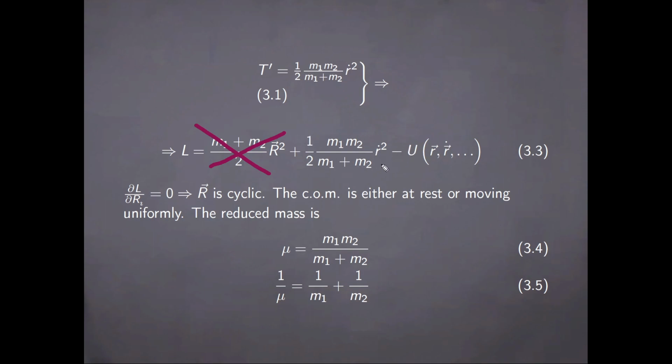And this can be seen as the dynamics of a single particle moving in a potential which can possibly depend on its position and its velocity and so on. A particle of a mass named reduced mass, which is given by the expression here. So the product of the two original masses divided by their sum, or equivalently its inverse, is given by the sum here.